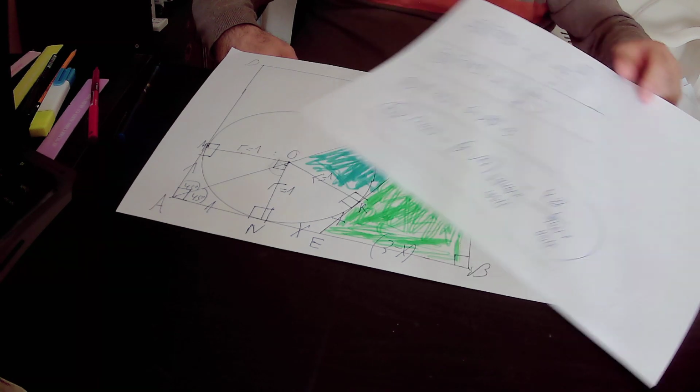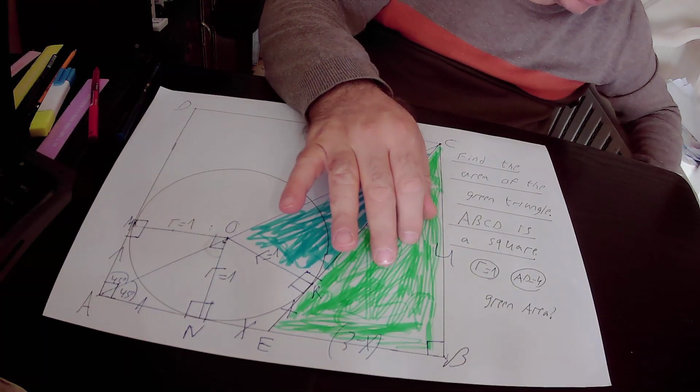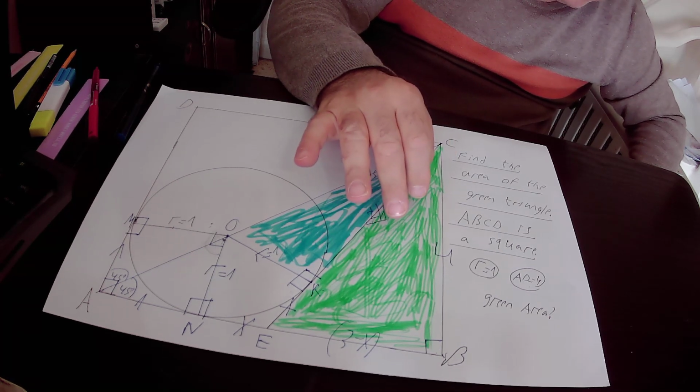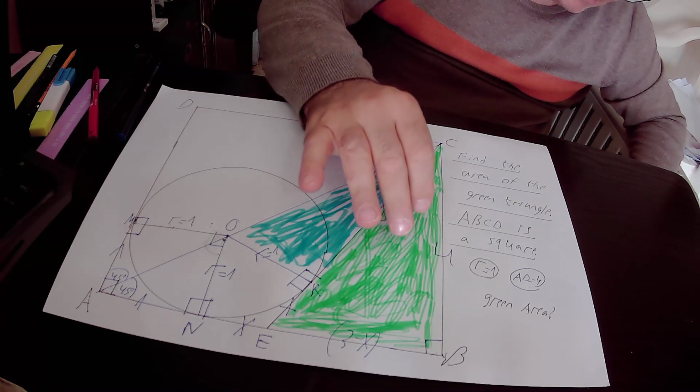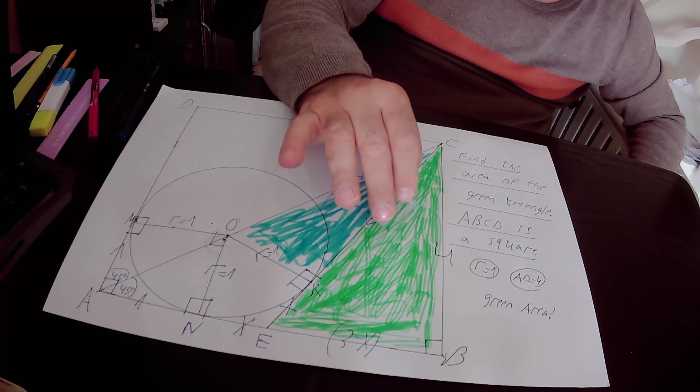So I repeat again. The area of this green right triangle CBE equals either 9 minus square root of 17 square units, or in terms of numbers, the area of this green right triangle CBE equals 4.88 square units.